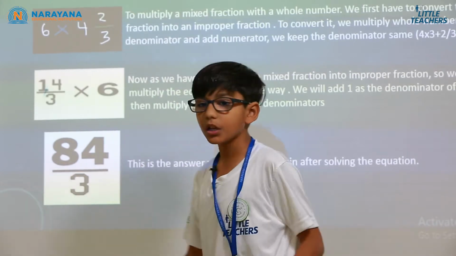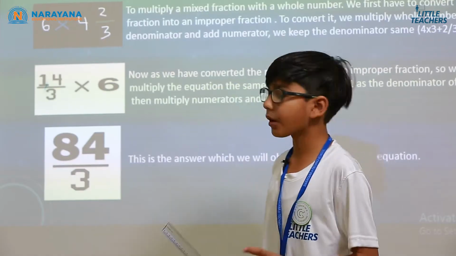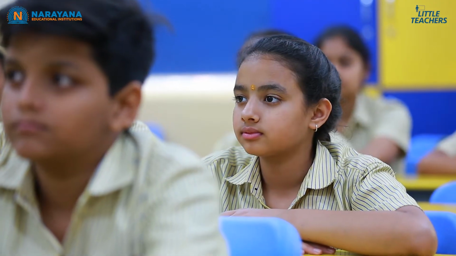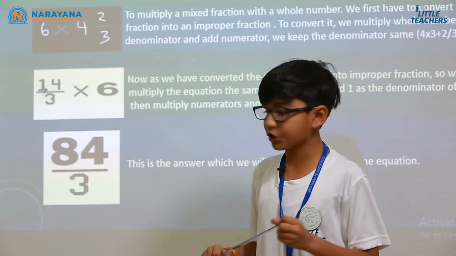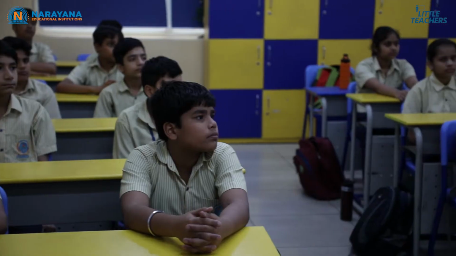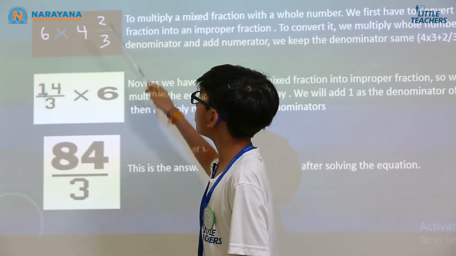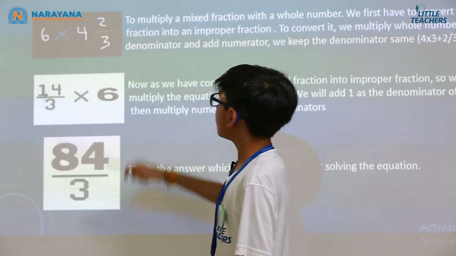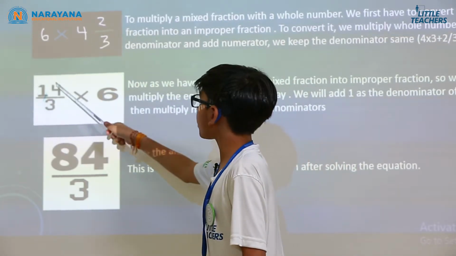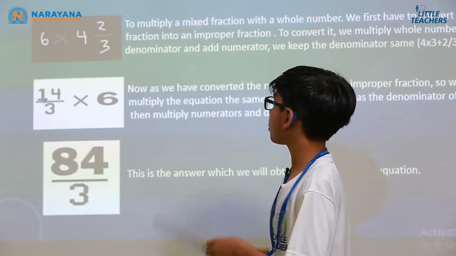Now let's move to product of a whole number and an improper fraction. The difference between improper and proper is that proper has the numerator lesser than the denominator, but in improper the numerator is greater than the denominator. Let's start the multiplication. As I told you, in proper fraction, we have to add 1 as the denominator of the whole number. We will do the same in this case also. 5 into 2 is equal to 10 and 3 into 1 is equal to 3. By this method you can obtain your answer.